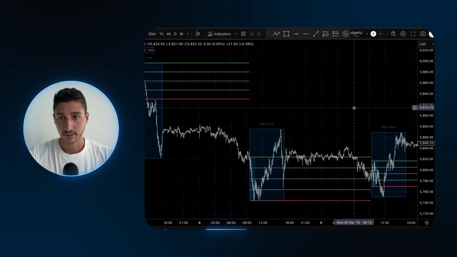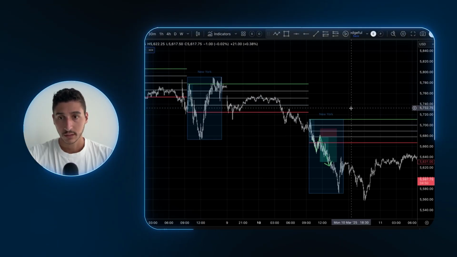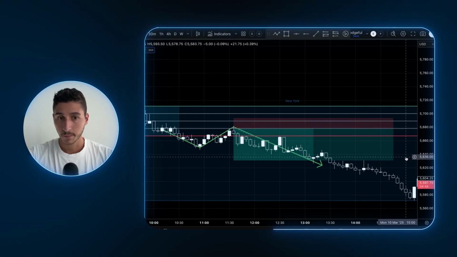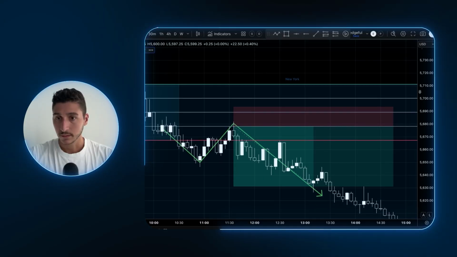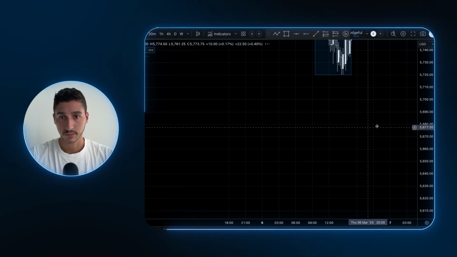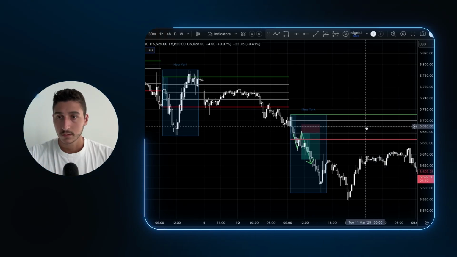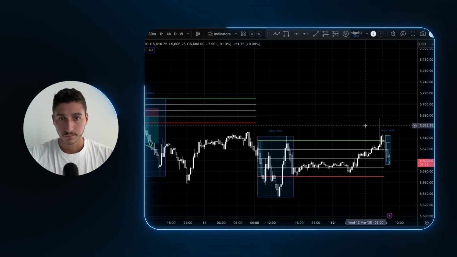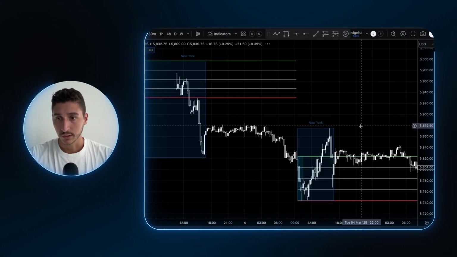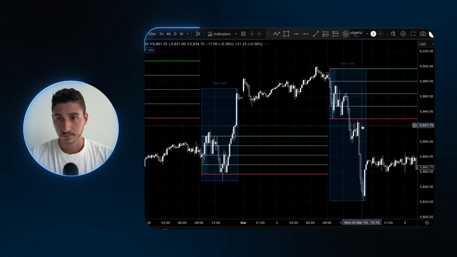Let's go back to that other one. Let's see if there was a decent example here. Not in this case. Let's see if we can change the time frame. I'll try to just find a quick example.